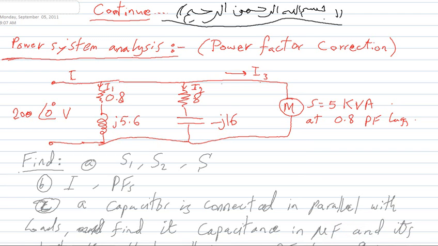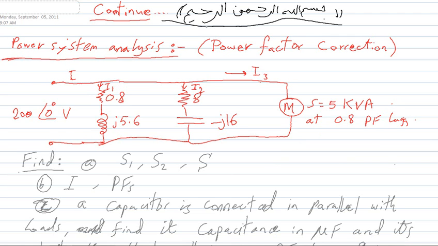Here is an example on how to improve the power factor of an electrical system. We have a 200 volt supply supplying power to an inductive impedance 0.8 plus J5.6, and then a capacitive impedance load 8 minus J16, and then a motor load rated 5 kVA apparent power at 0.8 power factor lagging.